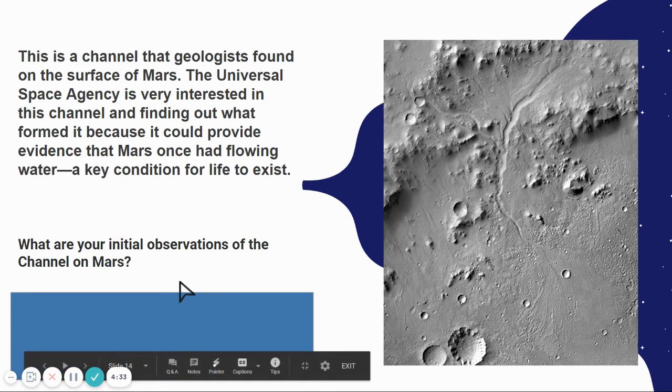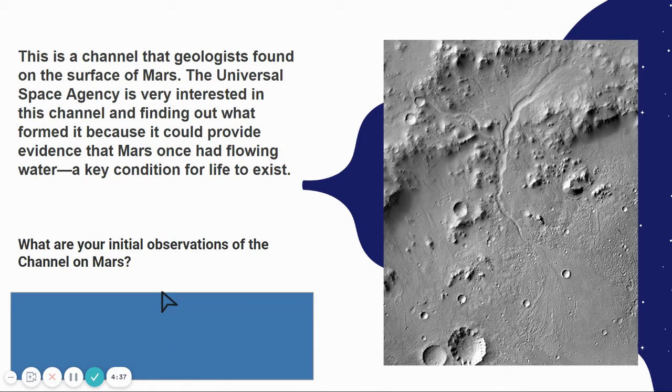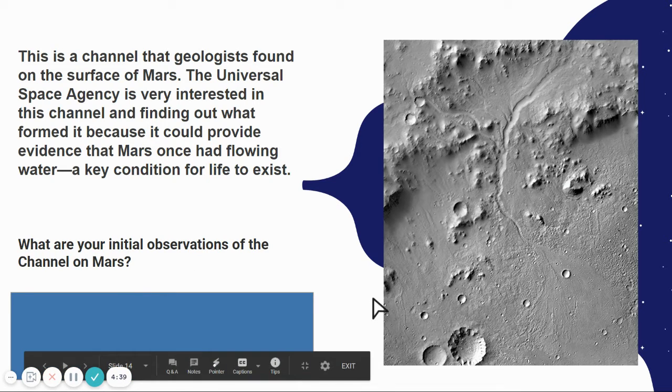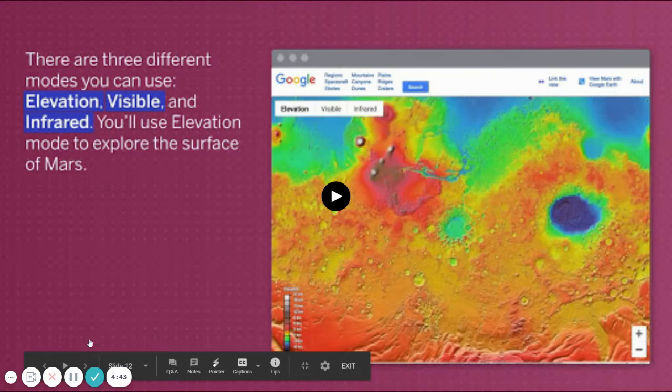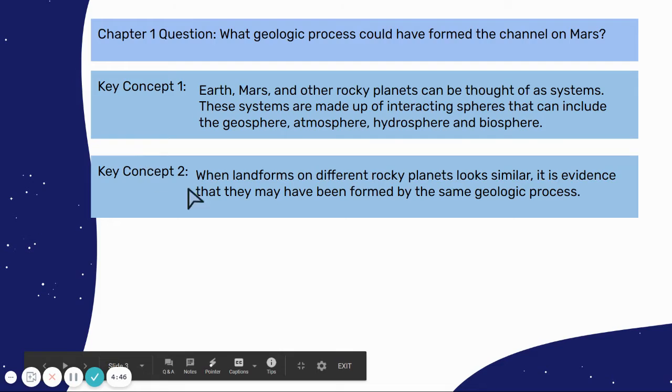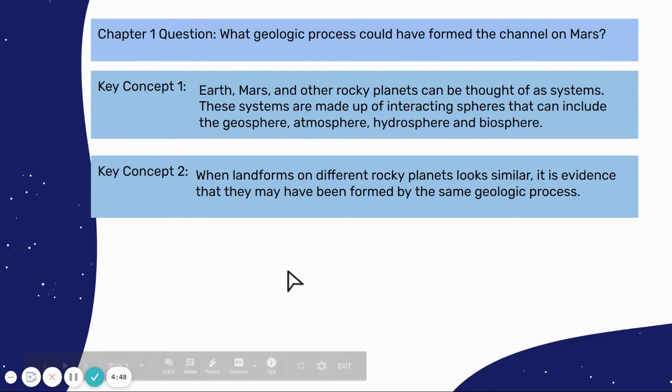All right, once you have your initial observations done, we're going to move to slide number 3. So you can either pause this video to keep working, or you can move on to slide 3. And here, we're going to add our key concepts 1 and 2 into our interactive notebook.